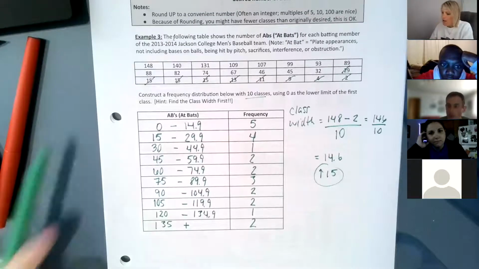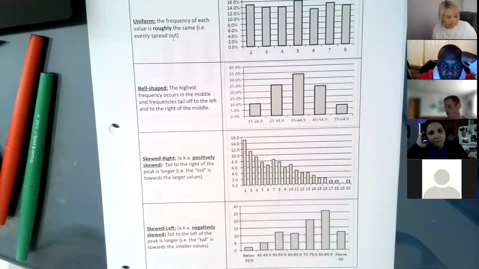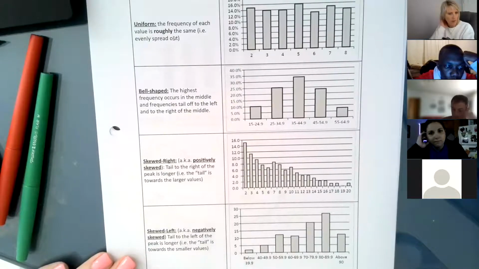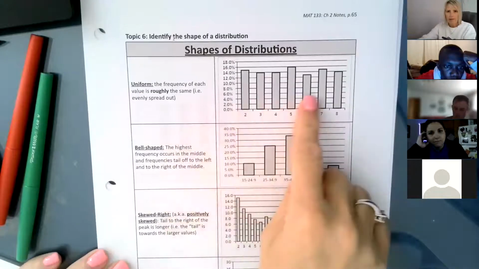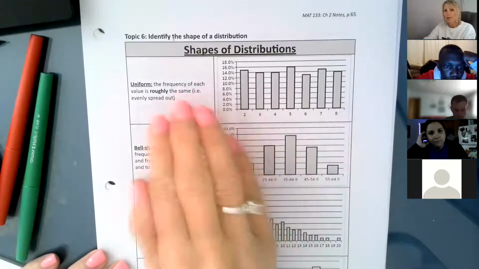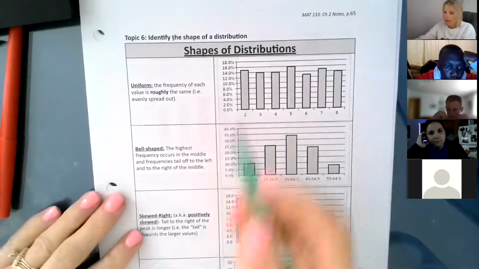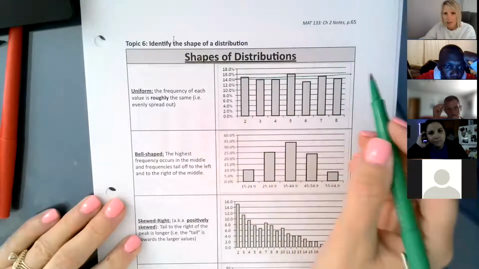Okay. The next page I would like us to look at is page 65, because we do focus on the shape of our graph a lot this semester. So it's good to start thinking about what they mean by shape. On page 65, this top graph, we would consider a uniform shape, where the graph is roughly at the same height or percentage. They're not exact, but they're roughly the same.